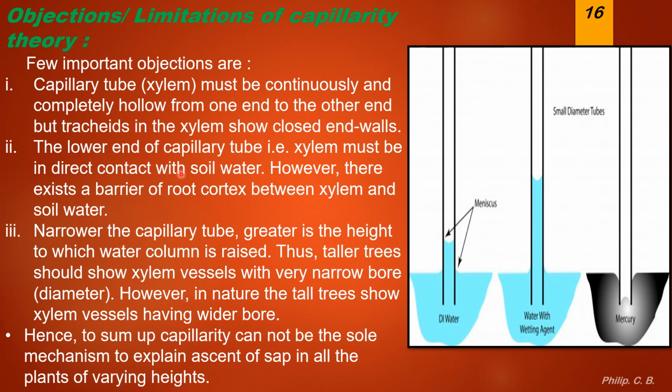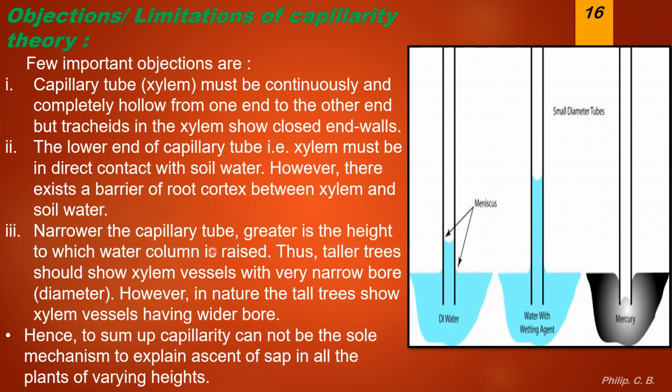Second, the lower end of the capillary tube, that is xylem, must be in direct contact with the soil water. However, there exists a barrier of root cortex between xylem and soil water. So according to capillary theory, it should be in direct contact with the water, but this is not so in actual. The root cortex comes between the xylem part and the other component.